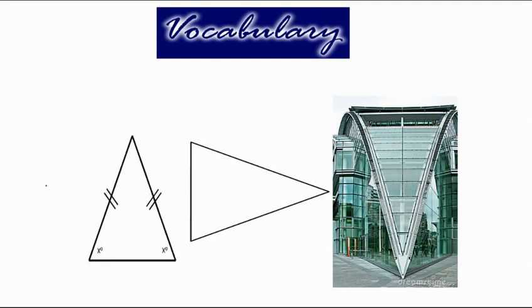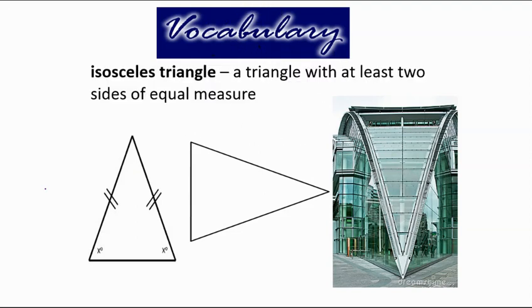What about this triangle? So when I look at this one, a couple different examples here. Notice each of these sides have two tick marks. That means those two sides are equal. So this is a triangle that has two equal sides. And how do we define that? A triangle with two equal sides would be an isosceles triangle. So an isosceles triangle is a triangle with at least two sides of equal measure. So it has to have two equal sides to be isosceles.